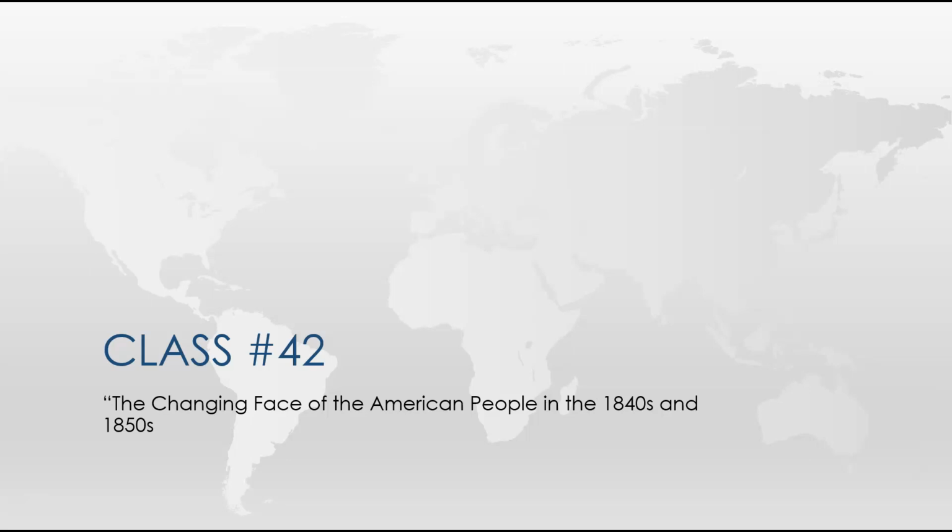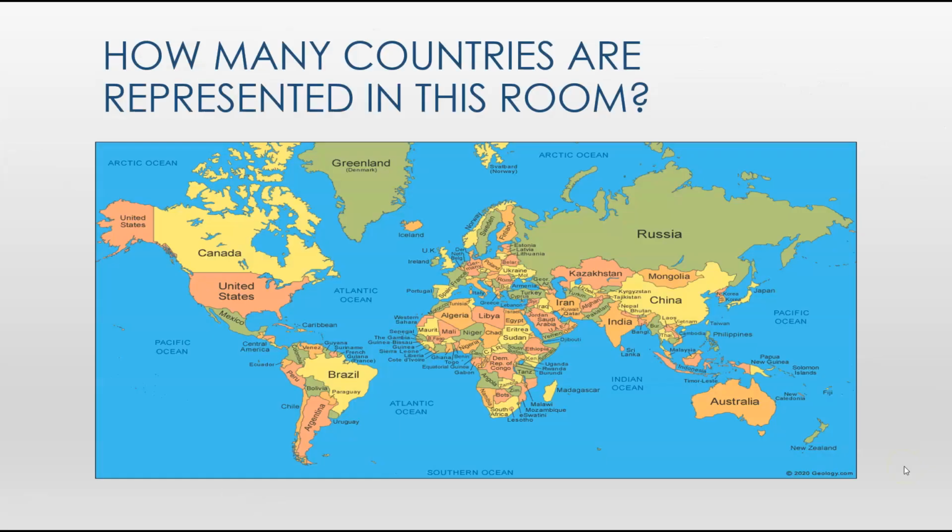And the topic is called The Changing Face of the American People in the 1840s and 1850s. That's an eggheady way of saying immigration. And if you were absent, I started class with this question: How many countries are represented in my classroom?